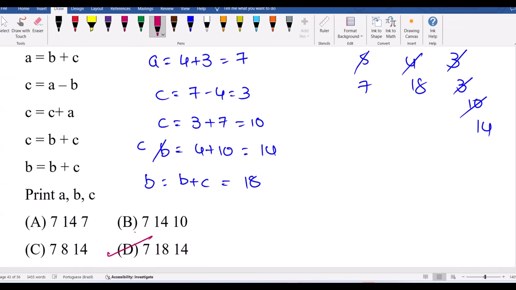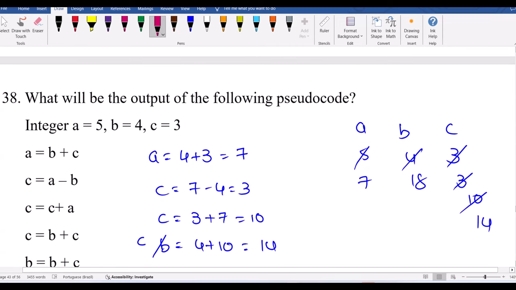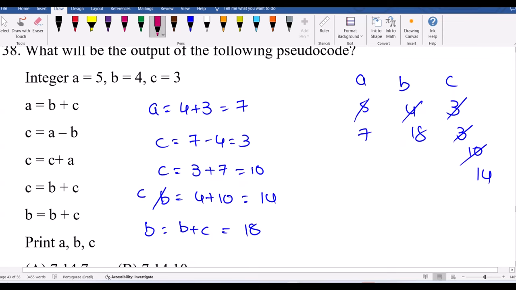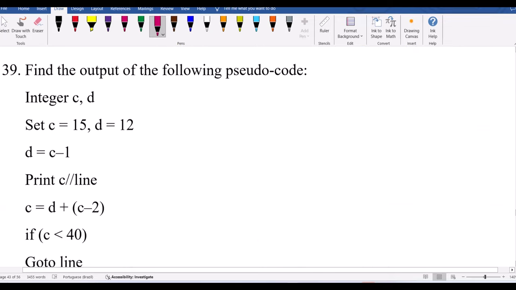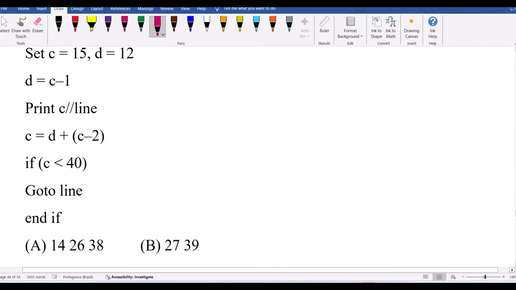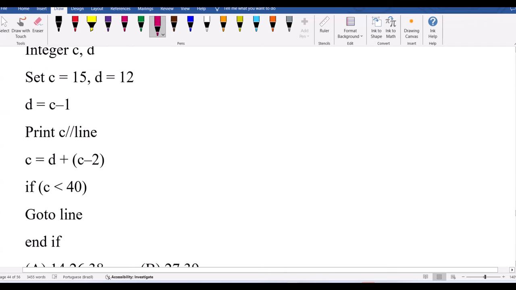I agree there are some questions with XOR operations and all. I'll discuss a couple of questions in that area as well. But I recommend attacking the questions in this fashion: the ones which are easy, taking less time, within a minute. So this question, we'll discuss, see this.